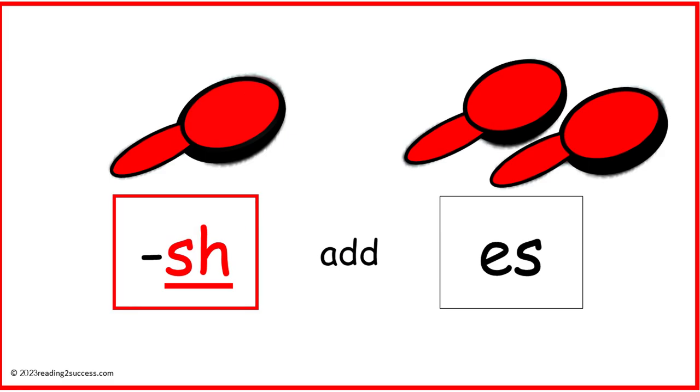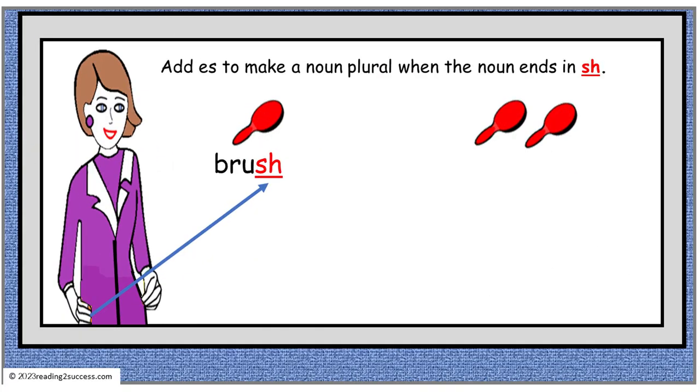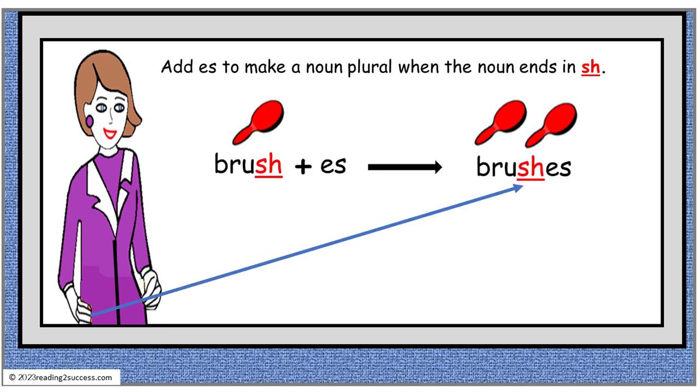Next, she shows a picture of a brush and two brushes. Brush ends in SH, and when a noun ends in SH, ES is added to make it a plural noun. Together they say brush, add ES to make the plural noun brushes.